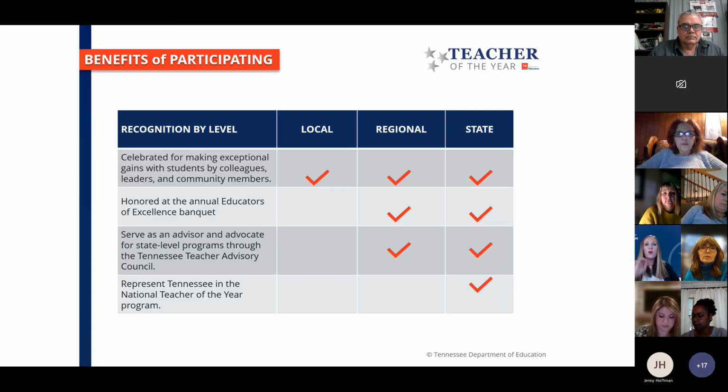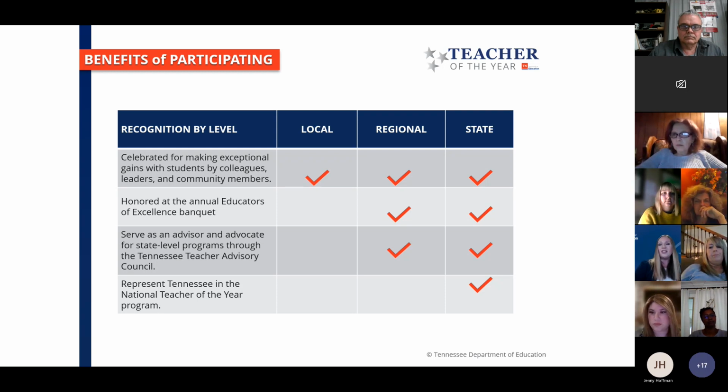All right. So while this application process requires time and attention to detail, there are many benefits to participating in the Tennessee Teacher of the Year process. At the local level, you will be recognized and celebrated by colleagues and leaders within your school, district, and community for the hard work and passion you bring to Tennessee students each and every day. In some communities, school and district Teacher of the Year winners even receive recognition and awards underwritten by local sources.